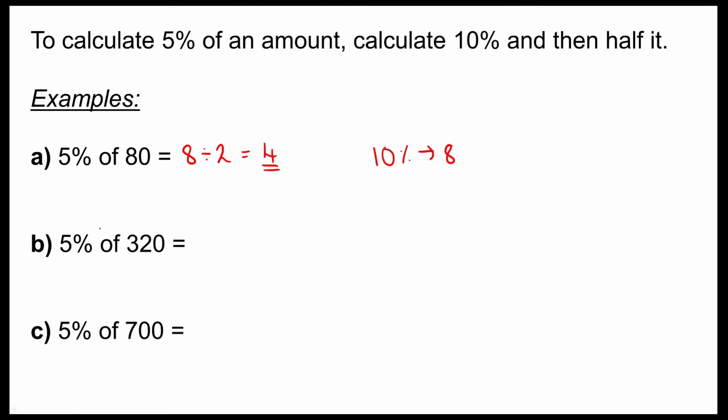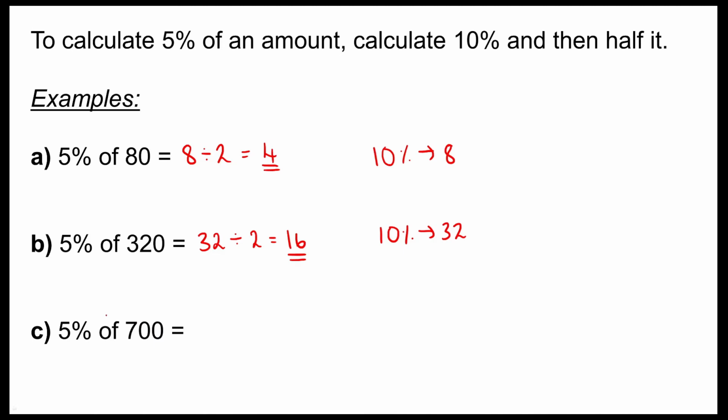Likewise, if I wanted 5% of 320, I'd first think about 10%, which is going to be 32. 320 divided by 10. Once I've got 10%, I know that 5% is half of that. 32 divided by 2 is 16.